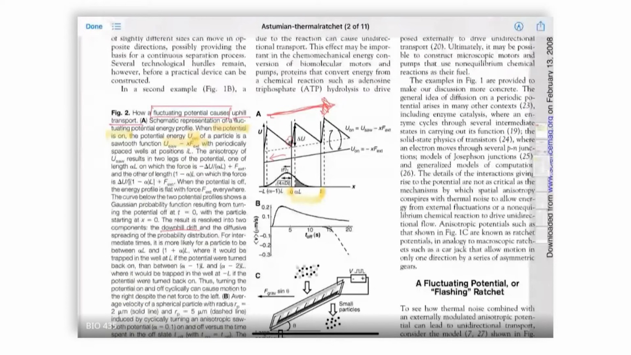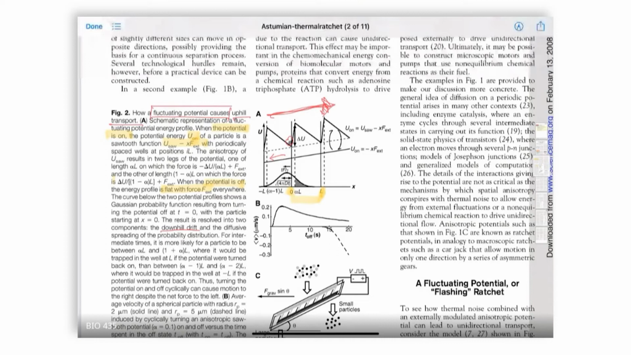The anisotropy results in two legs of the potential, one at length alpha L, on which the force is delta U upon alpha L plus F external. And so this is now the force, not the energy. That's why you dropped the x. And the other is at length 1 minus alpha L, on which the force is delta U upon 1 minus alpha times L plus F external. So when the potential is off, the energy profile is flat and there's only force of F external everywhere.